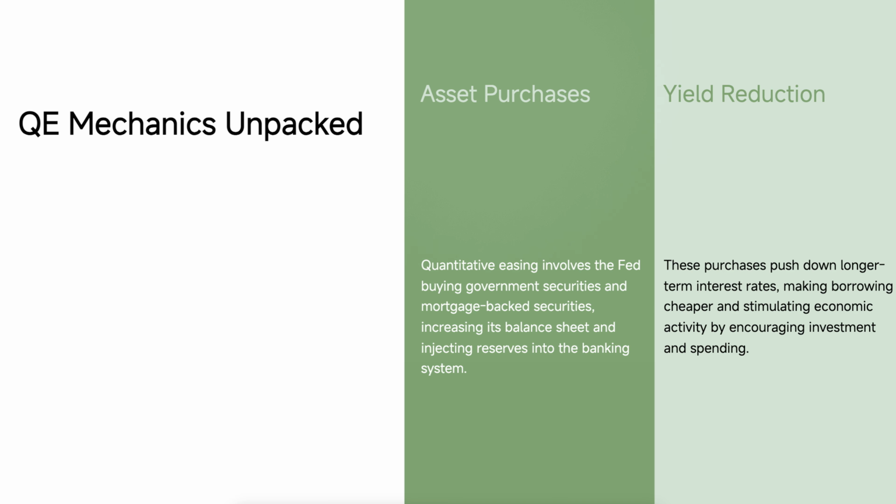Quantitative easing is the Fed's most influential balance sheet tool. During QE, the Fed buys large amounts of Treasury bonds and mortgage backed securities. These purchases increase bank reserves and expand the Fed's balance sheet. The goal is clear: push down long term interest rates, make borrowing cheaper, and stimulate economic activity. QE is typically used in recessions or periods of financial stress.